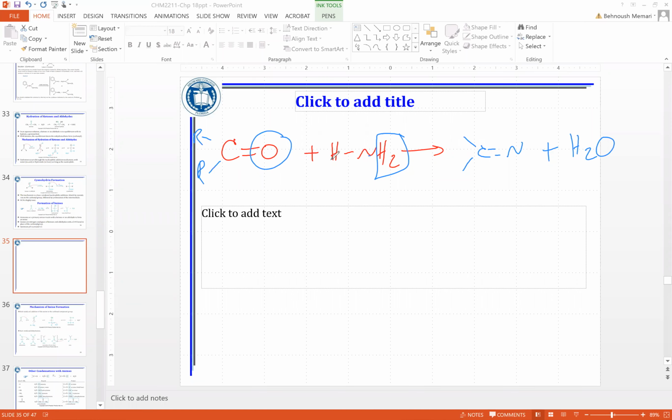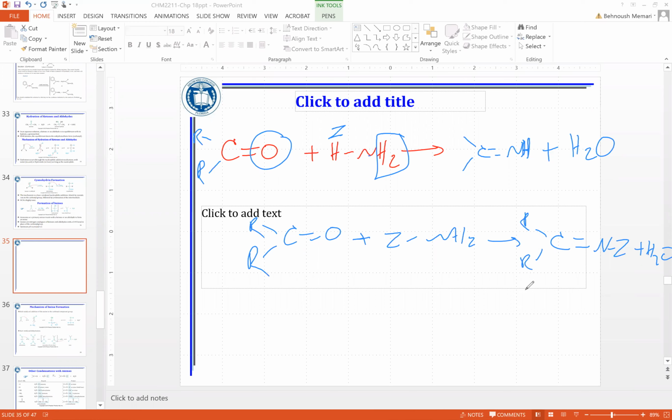So if instead of the H, we have a Z group, you see that H remains here. If we had a Z group, that Z group would stay here in general. So if we have CO double bond plus Z NH2, that would give you C double bond N Z plus H2O. Now, if we have primary amine, you have R NH2. So R counts as the Z group. So when R counts as the Z group, the two hydrogen from the NH2 with the oxygen is going to form H2O.